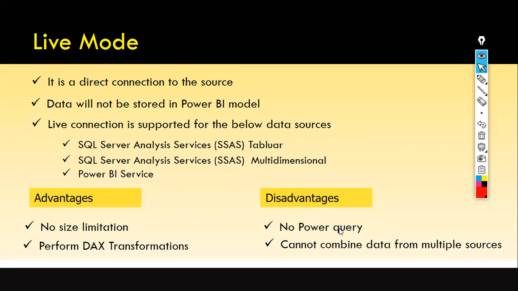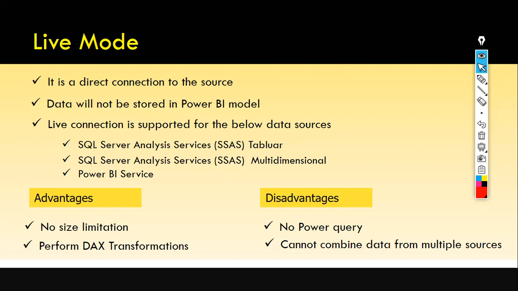But if we use the Power Query editor in live mode, it gets switched from live mode to import mode automatically. Hence, you cannot do the data transformation in live mode, and you cannot combine data from multiple sources. Once you establish a connection with your SSAS table or Power BI service to work in live mode, you can work only with the datasets that are available in your live mode. You cannot mix any other data along with the live mode data. These are the limitations with live mode.